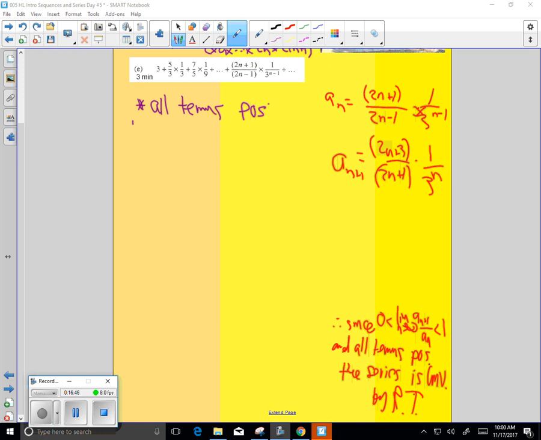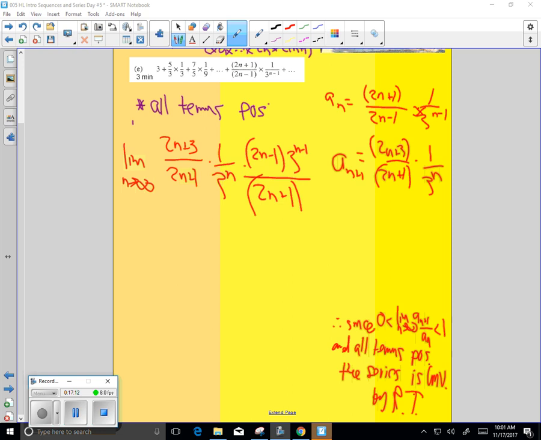to the n. So when I take the limit as n goes to infinity of a of n plus 1, which is 2n plus 3 over 2n plus 1 times 1 over 3 to the n, then take the reciprocal here, which will be 2n minus 1 times 3 to the n minus 1 over 2n plus 1. You go ahead and simplify that. And we'll finish this here quick.